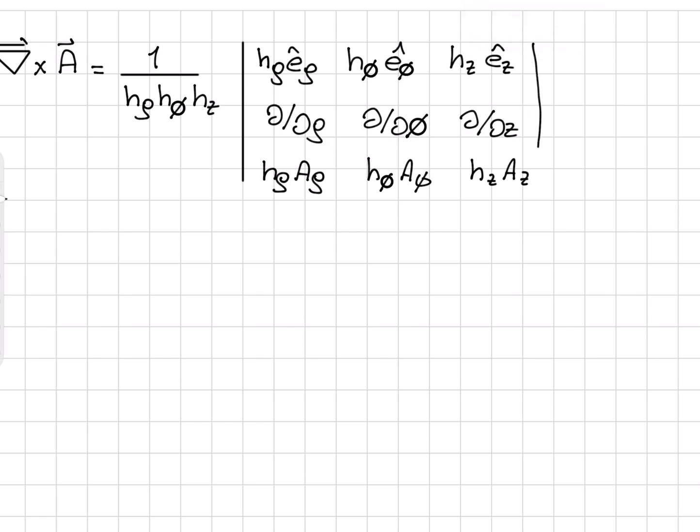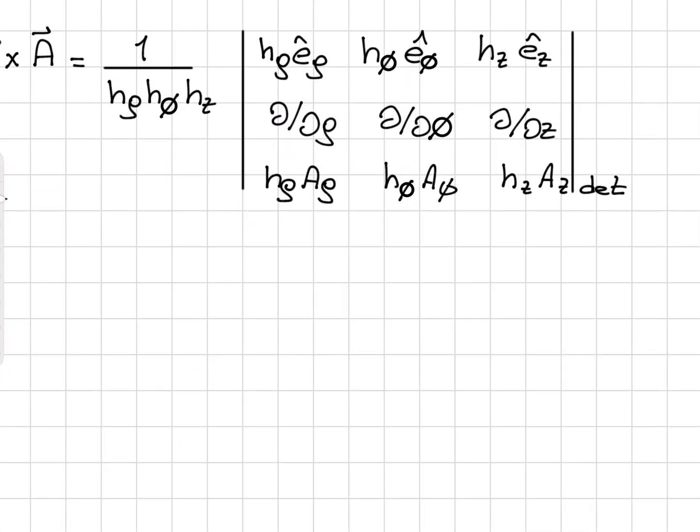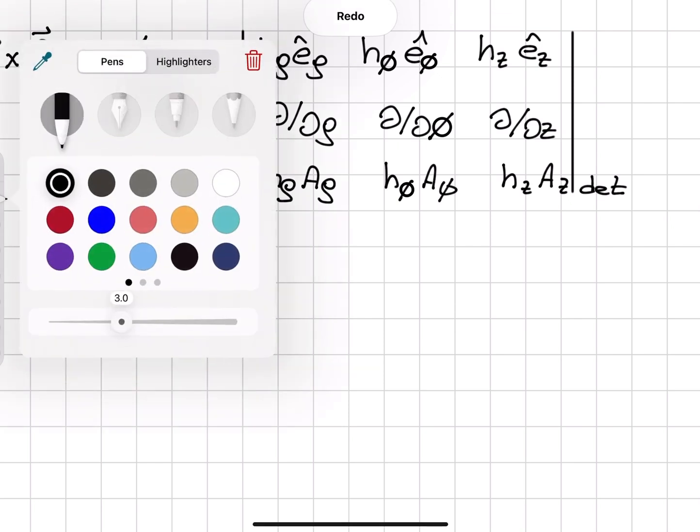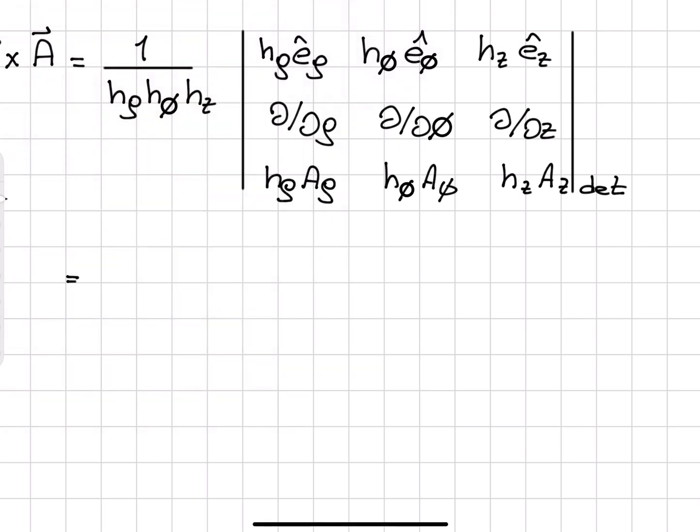So it's given by this determinant. Okay, so if I apply this procedure here, I'm going to get 1 over the product of the scale factors, which is 1 over rho. Then I have h rho, which is 1, so the first term is e rho hat. H phi was rho, so this is rho e phi hat. And then I have hz, which is 1, so I just get ez hat.